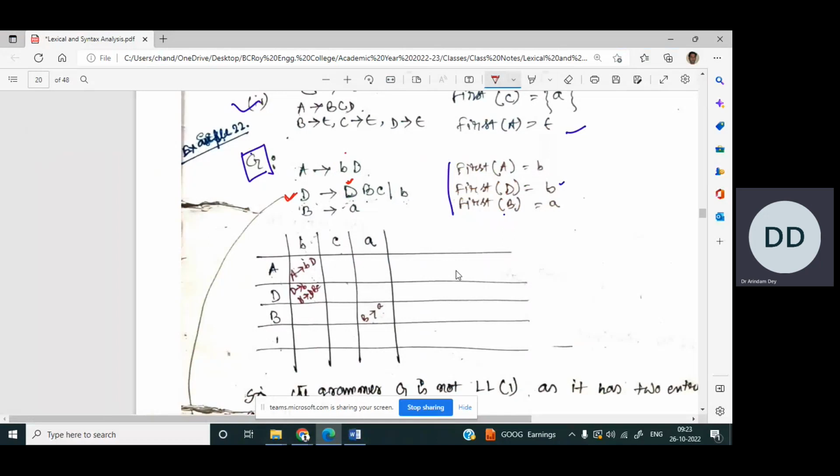Now the table that I have created here, that is called the predictive parsing table, okay, the PR table. In this table, first I am drawing the table. You just check how I am drawing the table.